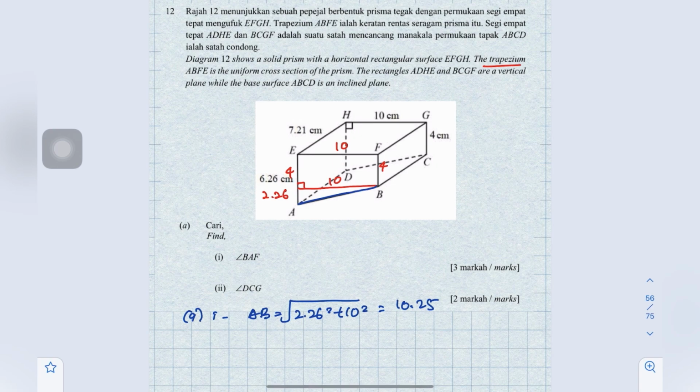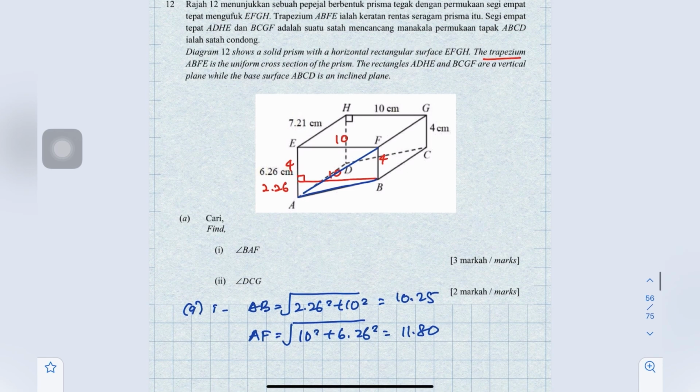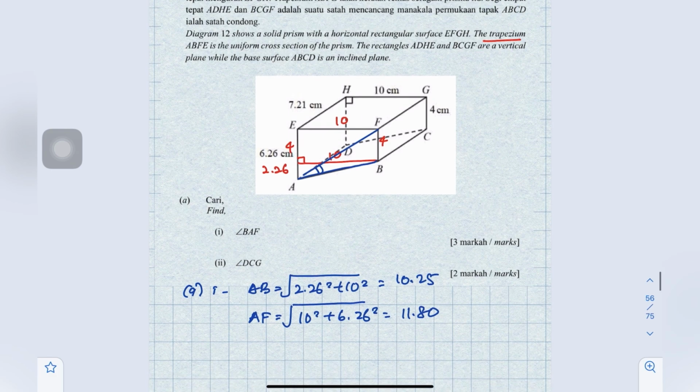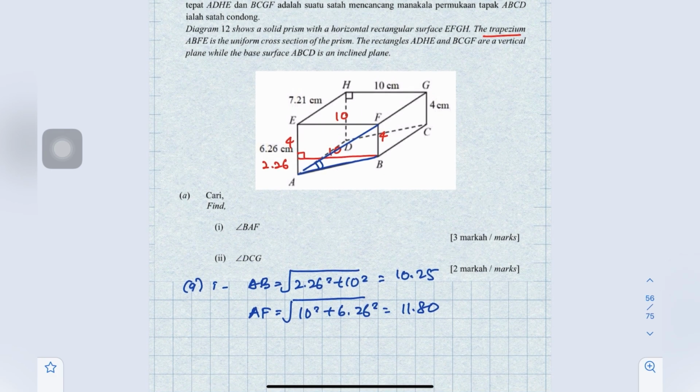We can find AF next, by using the same Pythagoras theorem. So AF is the square root of 10 squared plus 6.26 squared, and we will get 11.80. Then we can find angle BAF by using the cosine rule. So we label what we already have here. AF is 11.80. AB is 10.25.